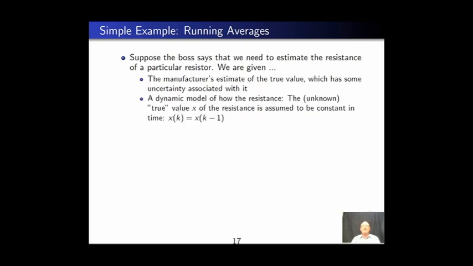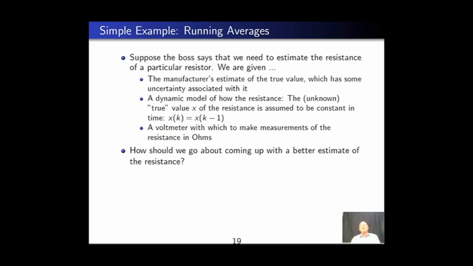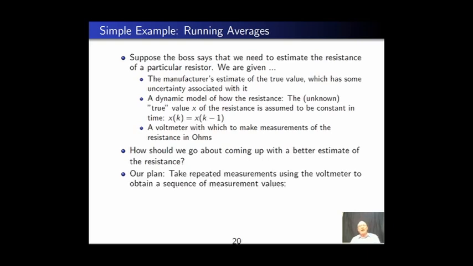And we have an implicit assumed dynamic model, right? We assume that the resistance is not going to be changing over time. And finally, we've got a voltmeter with which to make measurements of the resistance in ohms. So how should we go about coming up with a better estimate for the resistance? Here's our plan. We're going to take repeated measurements using the voltmeter and then obtain a sequence of measurement values, z1, z2, z3, and so on. And then we're just going to average all the values. That seems like a reasonable plan.